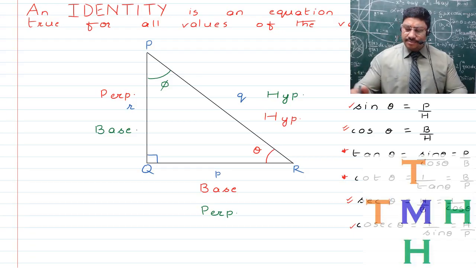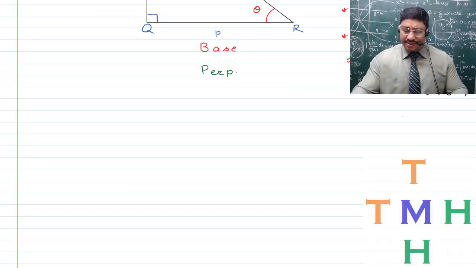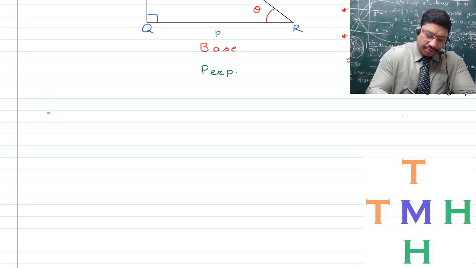Next, now children, after this we will be talking about the trigonometrical identities. So when we talk about the trigonometrical identities, these are primarily 4 in number.